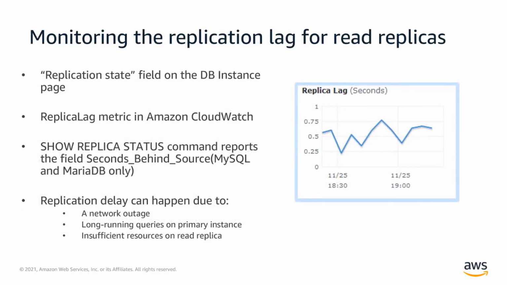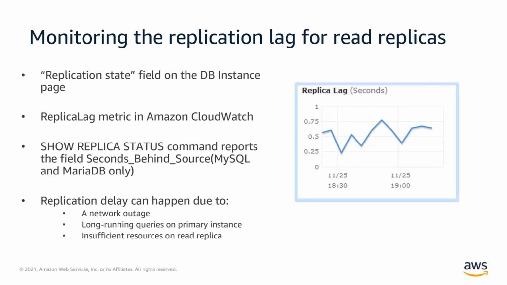Next, let's talk about monitoring the replication lag for your read replicas. One way to monitor the replication status is by looking at the replication state field on your database instance on the AWS console. RDS monitors the replication status of your read replicas and updates the replication state field to error if replication stops for any reason. And once you fix those errors, the replication state is changed back to replicating.